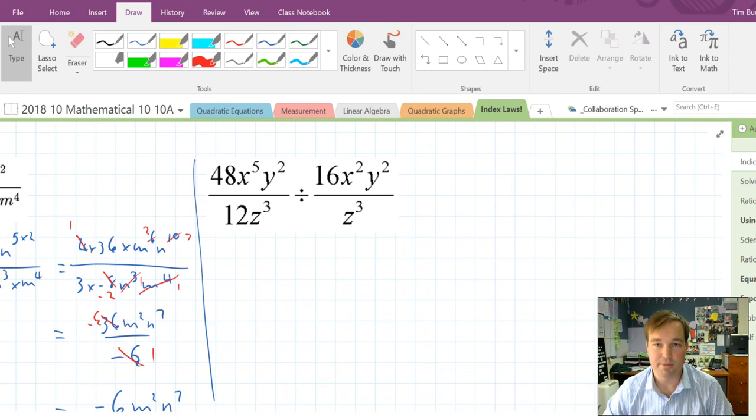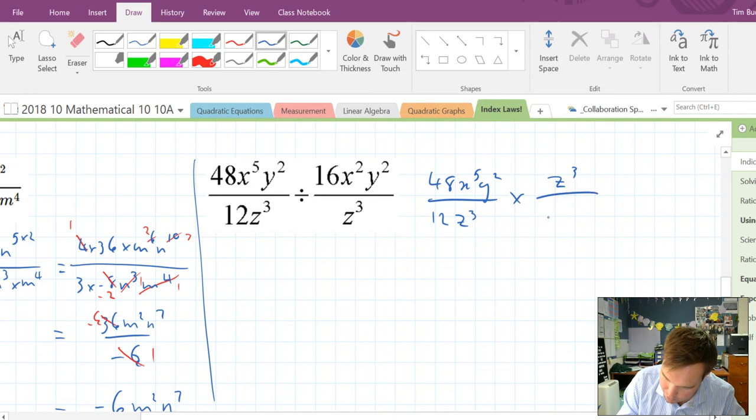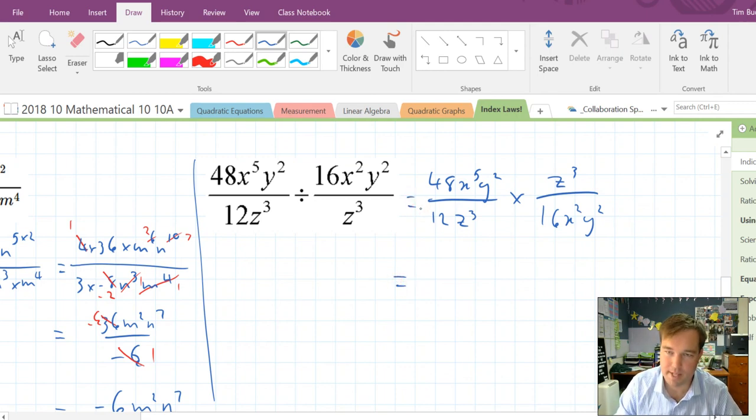Keep, change, flip. That's what we do when we get a division. So this here we keep exactly the same, so 48 x to the 5 y squared over 12z to the 3, times z to the 3 over 16 x squared y squared. Now, because we're multiplying them together, you can almost just think of this as one long fraction with a little multiplier on top and a little multiplier on the bottom.